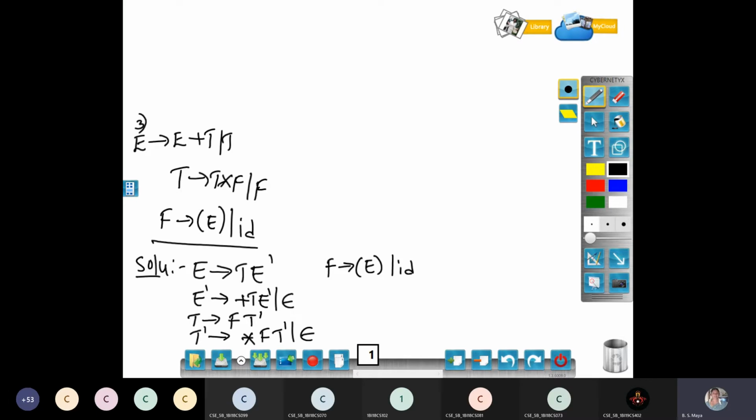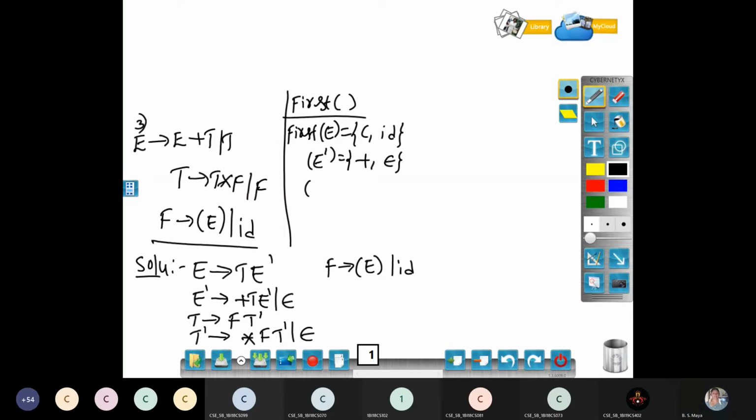For this one, you know how to compute the first function. We learned from the previous classes how to compute first. Then I will just copy the same answer. First of E is open parenthesis and ID. First of E dash is plus and epsilon. First of T is open parenthesis and ID. First of T dash is star and epsilon. First of F is open parenthesis and ID.